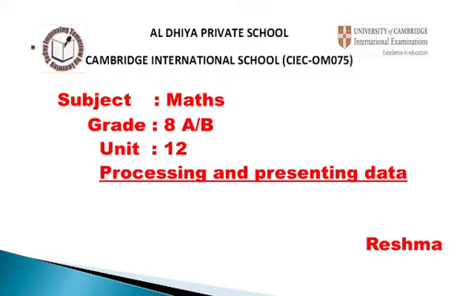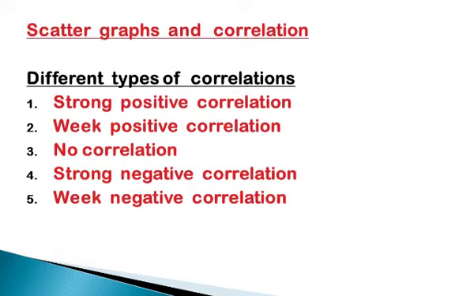Now we are going to discuss the new topic, scatter graphs and correlation. What is a scatter graph? A scatter graph is also known as a correlation chart. Correlation means the relationship between two sets of data. A scatter graph is useful to see if there is a correlation between two sets of data.